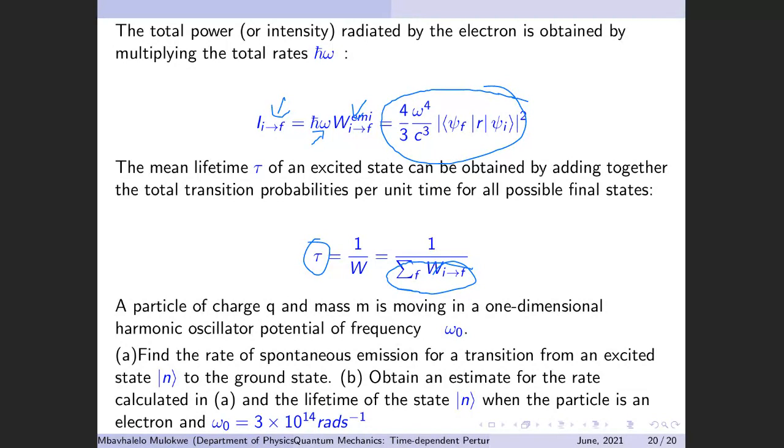So as an example, the problem says: consider a particle of charge q and mass m. It's moving in a one-dimensional harmonic oscillator. Find the rate, and this is what we calculated in this lecture, which is the rate of spontaneous emission.